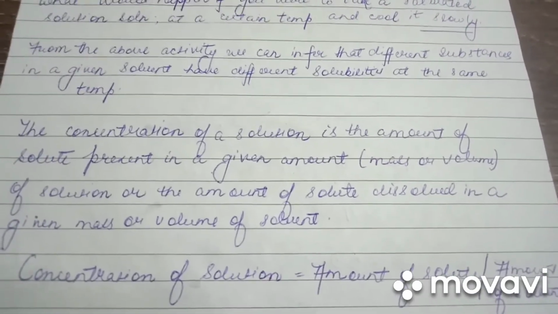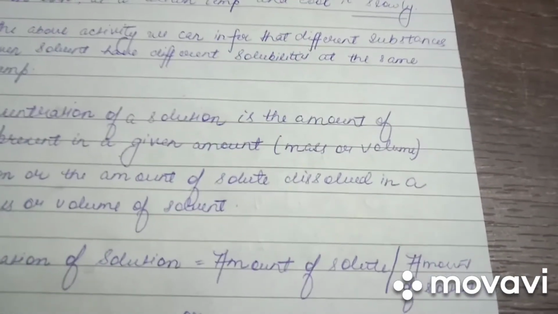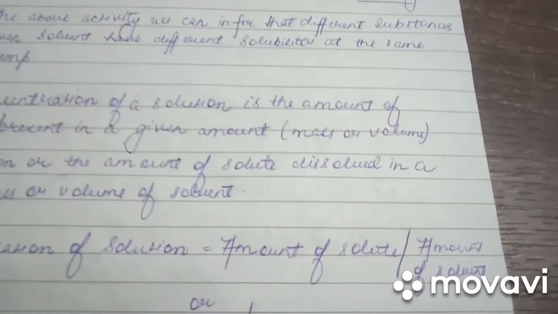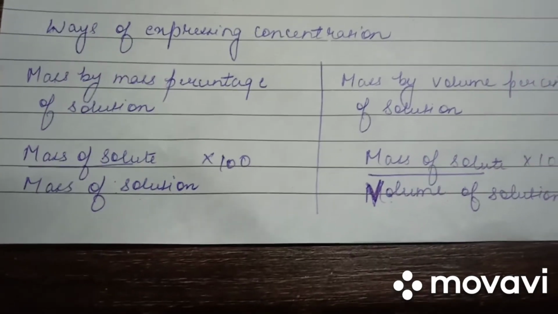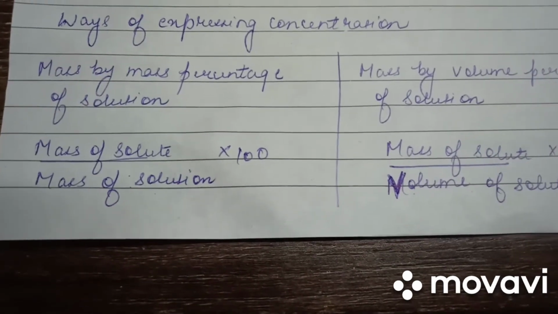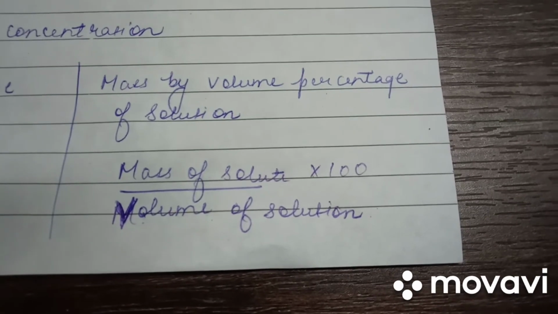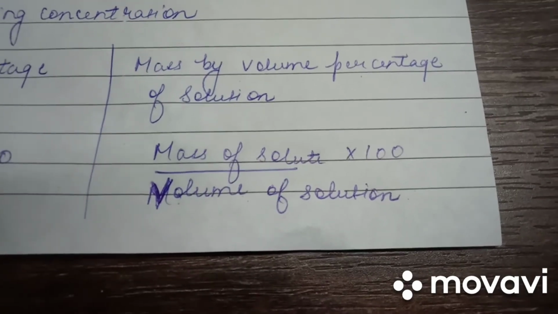Here we have a formula. Concentration of solution is equal to amount of solute upon amount of solvent. The formula can also be written as amount of solute upon amount of solution. We have two ways of expressing the concentration. First is mass by mass percentage of solution. The formula is given as mass of solute upon mass of solution into 100. The second formula is mass by volume percentage of solution. Mass of solute upon volume of solution into 100.